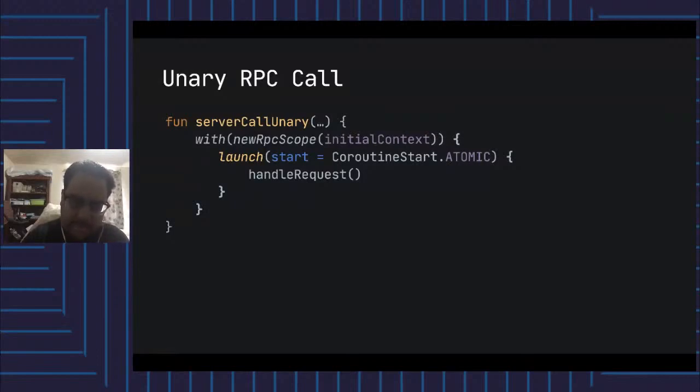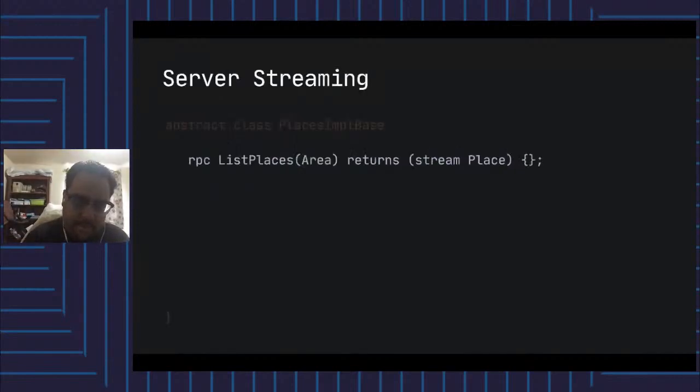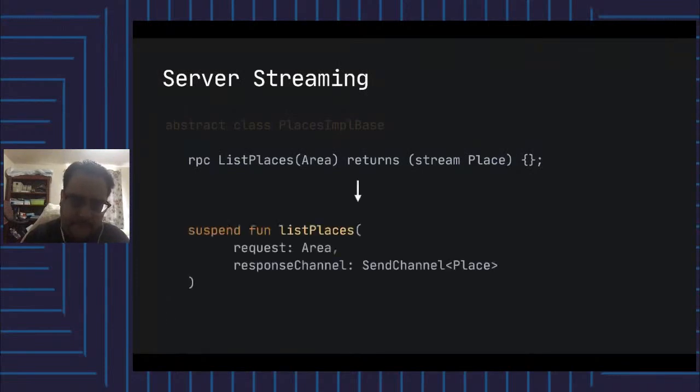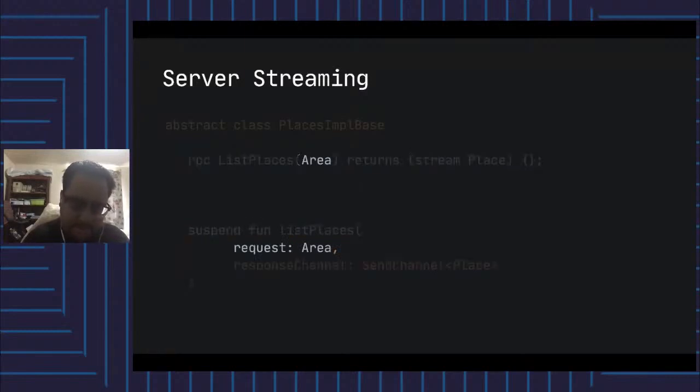As you can see, it launches a coroutine with an atomic start and handles the request. So what about a streaming call? The way that gets mapped into coroutines is like this. What is interesting about this is that the first parameter is the actual type, but the second parameter, because it's streaming, gets mapped to a channel, a response channel that I could send things to.